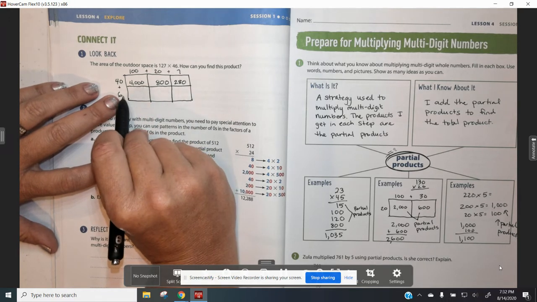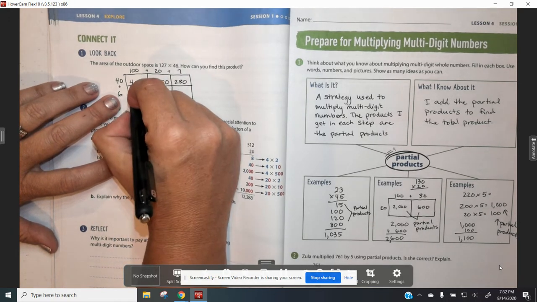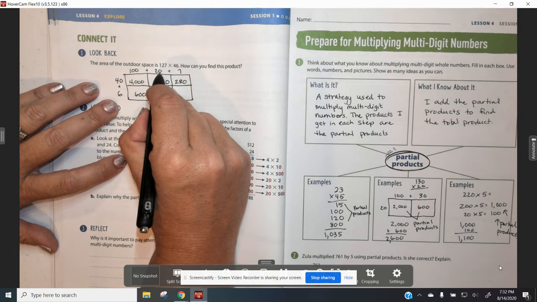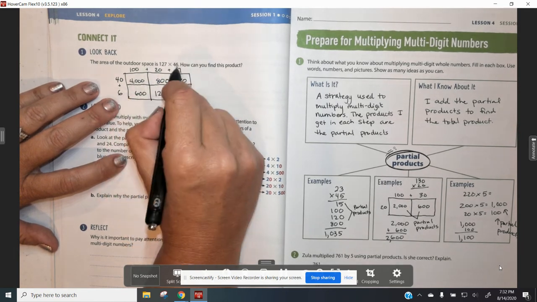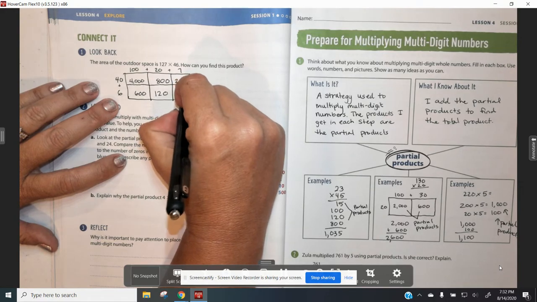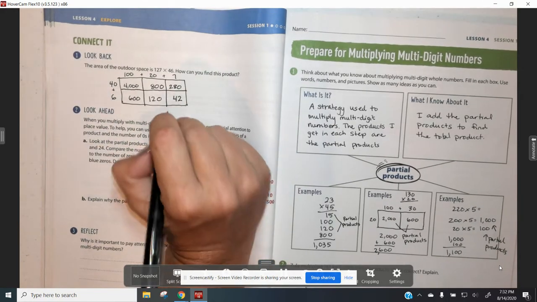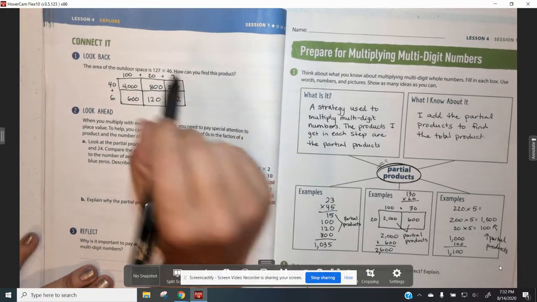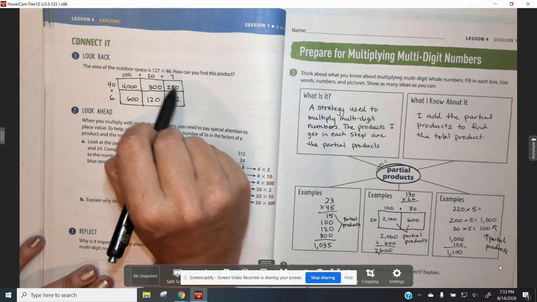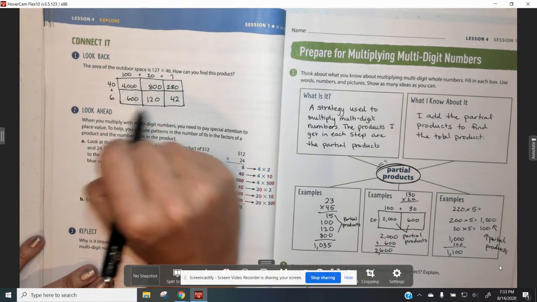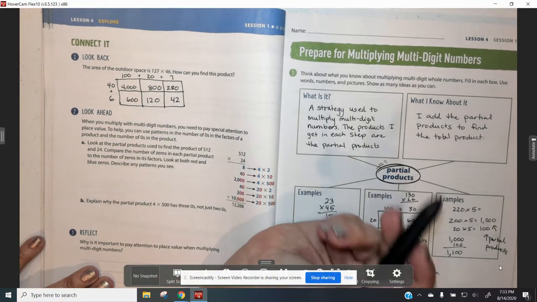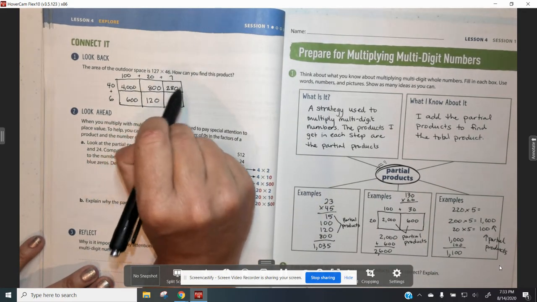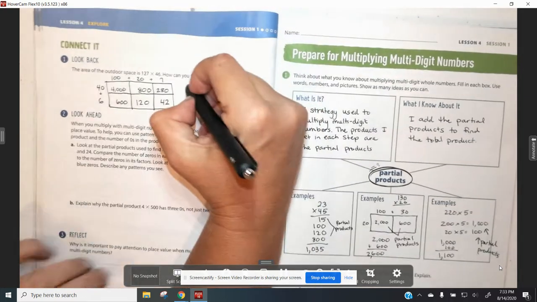Now we're going to do 6 times 100 is 600. 6 times 20 is 120. And 6 times 7 is 42. So now we have our 6 partial products. To find the total square footage inside of here, or to find out what 127 times 46 is, we're going to add together all 6 of these partial products.